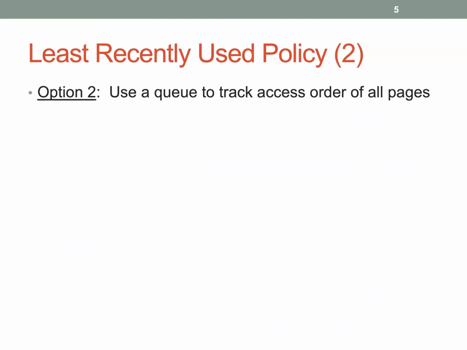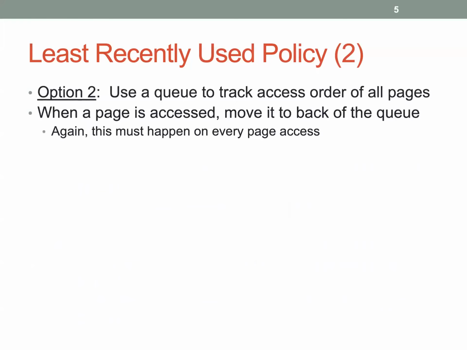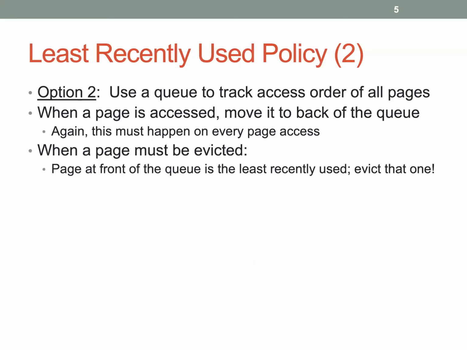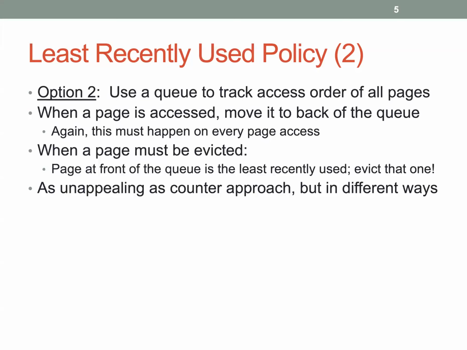The other option is to maintain all pages in a queue. And basically what we do somehow in the MMU is we track page accesses, and when a page is accessed, we move it to the back of this queue that we maintain. Okay? And you have to do this on every page access. When you have to evict a page, you just choose the one on the front of the queue. Well, that's not so bad. That seems like a pretty easy way to do it.